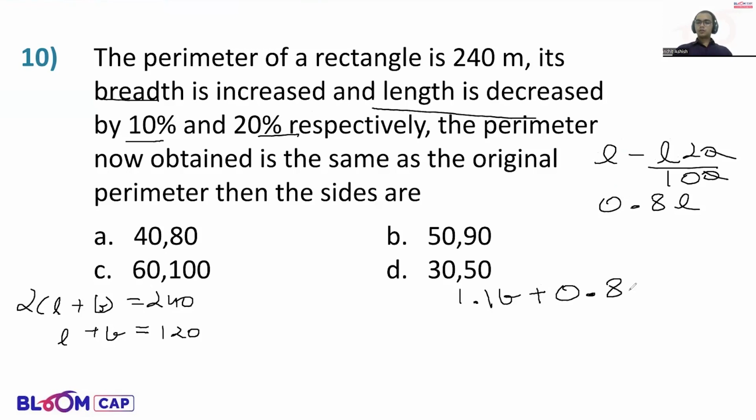So 1.1B plus 0.8L into 2. The perimeter now obtained is the same as the original perimeter. So perimeter remains the same, which is 240. Let's erase the rough part.